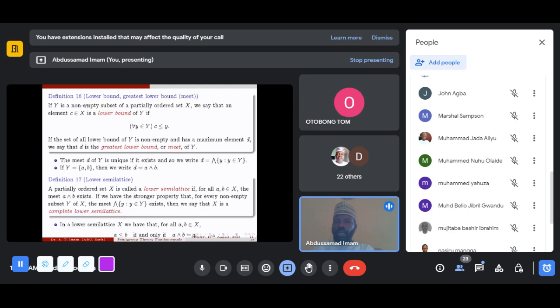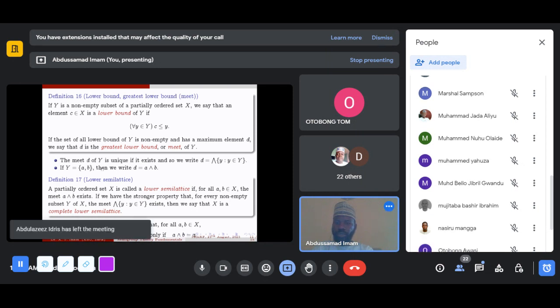Here is where we start trying to connect these ideas to semigroup theory. We say if Y is a non-empty subset of a partially ordered set X, then we define a lower bound, as in analysis. This is the same notion actually. We say C is a lower bound if C is less than or equal to all members of Y. It's the same thing.